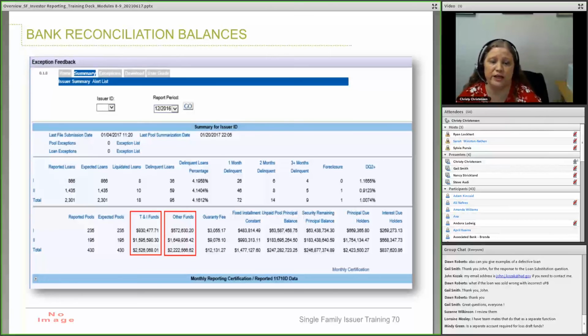Please raise your hand if you use funds reported in these red boxes in the RFS Exception Feedback Summary screen in your bank recon. The T&I funds are a roll-up of all of the T&I balances, and the other funds is a roll-up of all of the P&I and other balances from the pool screen.